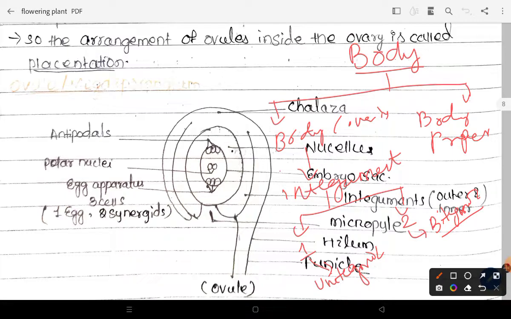Unitegmic or bitegmic. Unitegmic is the characteristic feature of gymnosperm, whereas bitegmic integument is a characteristic feature of angiosperm. Unitegmic and bitegmic ovules are the characteristic feature of gymnosperm and angiosperm respectively. The continuous end of the integument is called chalaza and the discontinuous end of the integument is called micropyle, leaving a small pore.